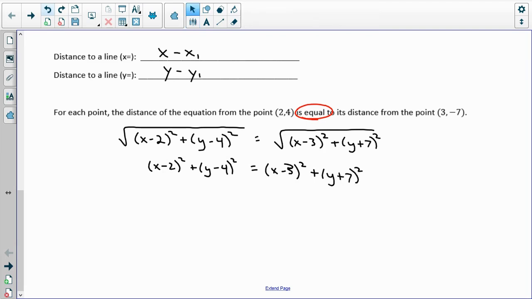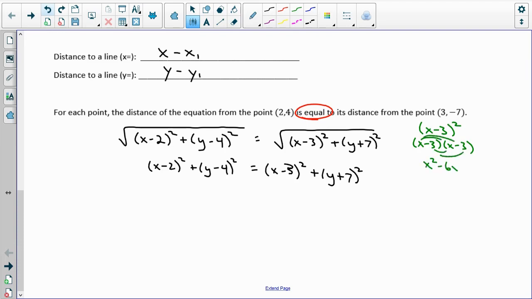The terms on the inside have to be equal to each other. And then real quick, if I have something like x minus 3 squared, remember that that is distributing x minus 3 times x minus 3. So I end up with x squared minus 6x plus 9.